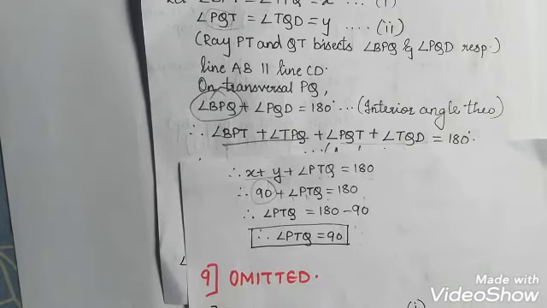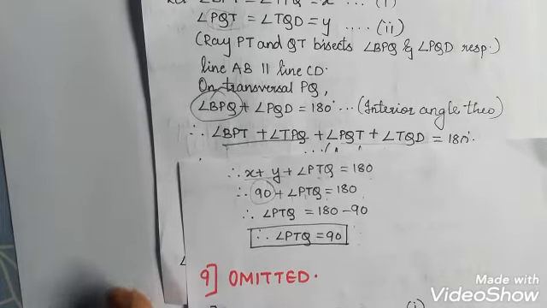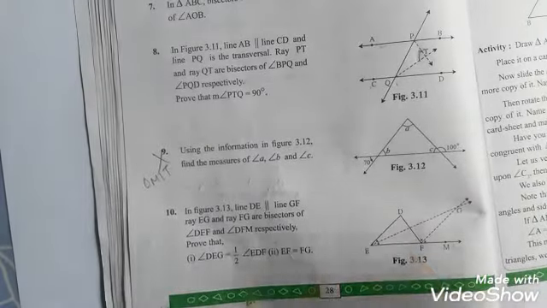Now question number 9 has been omitted, so just make a note of it in your textbook. Question 9 has been omitted. Now let us proceed to the next question, the last question of the exercise.